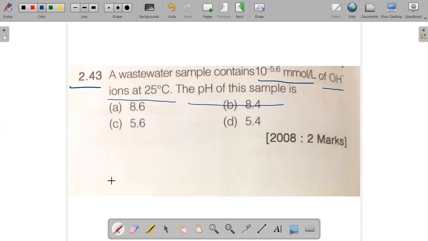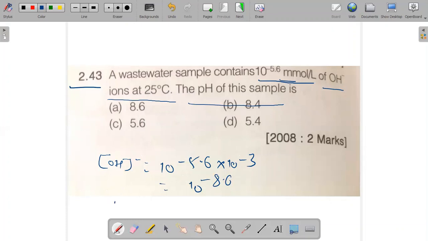Okay, so guys, we have the concentration of OH minus as 10 to the power minus 5.6. But remember guys, this is in millimole per liter, so we need to convert it into mole per liter, so it is about 10 to the power minus 8.6.